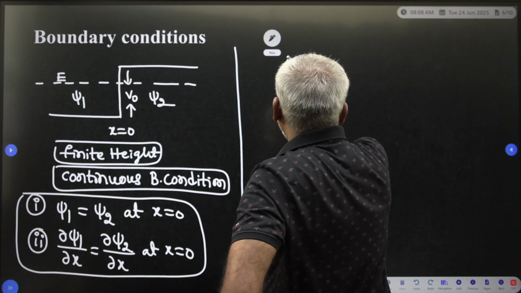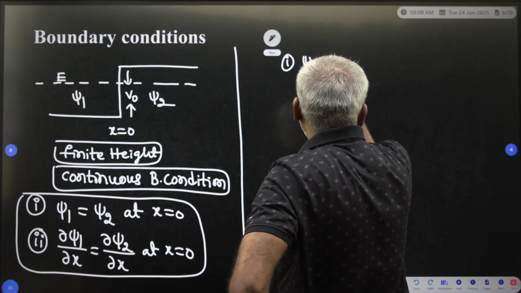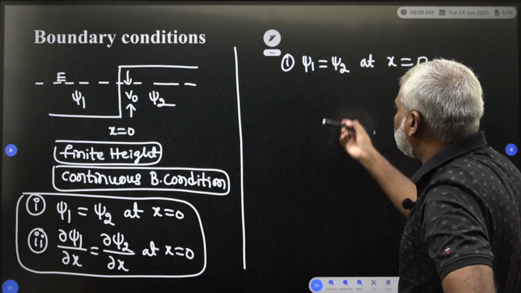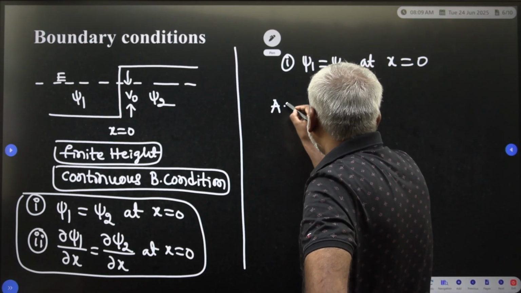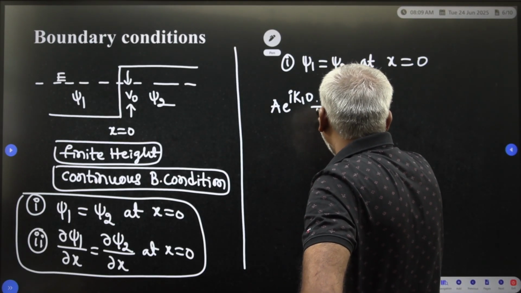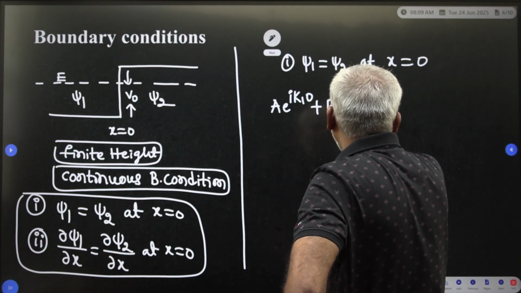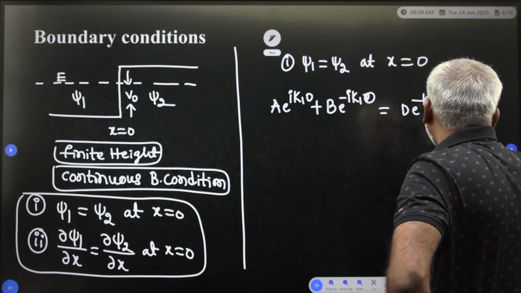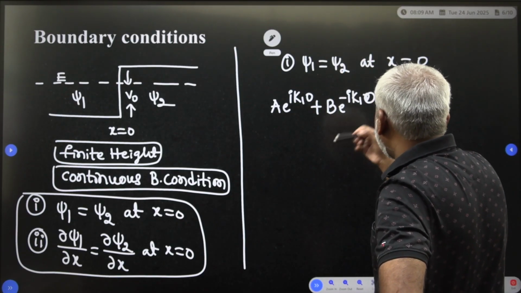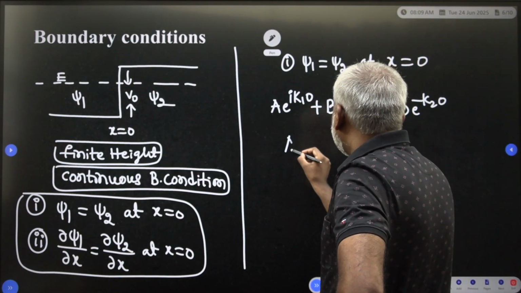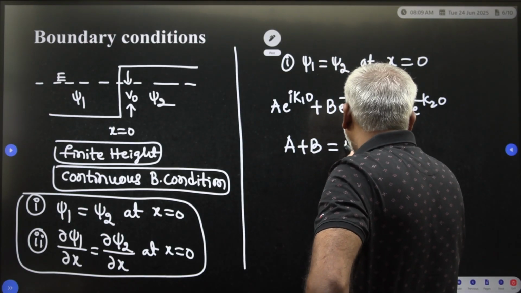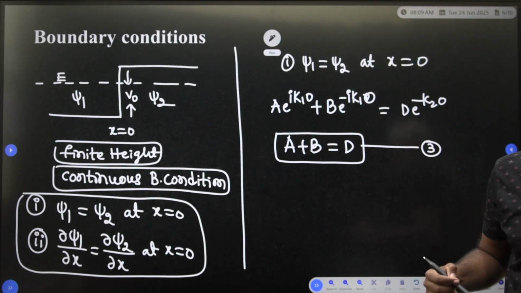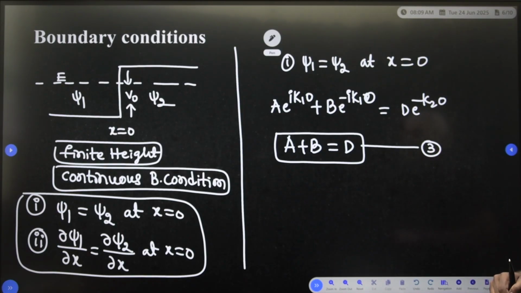What is your first boundary condition? Psi 1 is equal to psi 2 at x is equal to 0. Now, you have to apply it. What is your psi 1? A e to the power of i k1 into 0 plus b e to the power of minus i k1 into 0, which is equal to d e to the power of minus k2 into 0. Any power 0 is equal to 1. So, therefore, a plus b is equal to d. Take this expression as equation number 3. According to the first boundary condition, you are going to get this.